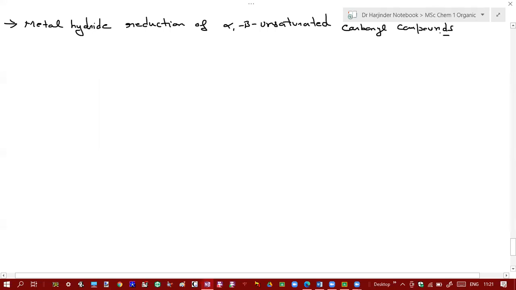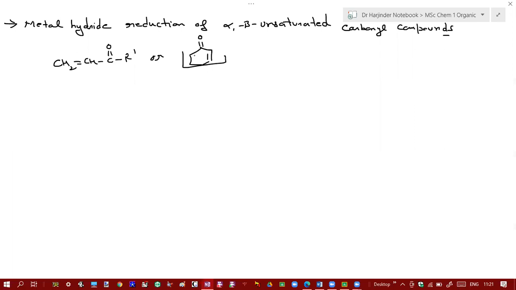So you have alpha beta unsaturated carbonyl compounds. That means there is a presence of double bond at the position adjacent to this carbonyl group. Or you can have a cyclic compound, for example, cyclohexenone, this one. Now, reduction of these two compounds can be carried out with either sodium borohydride or with lithium aluminium hydride.